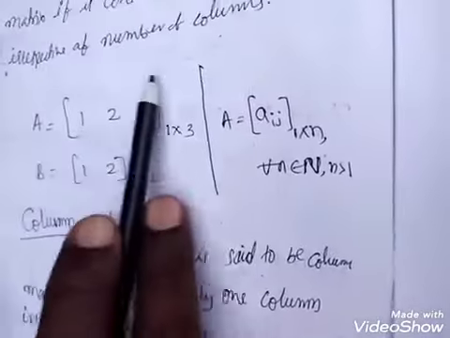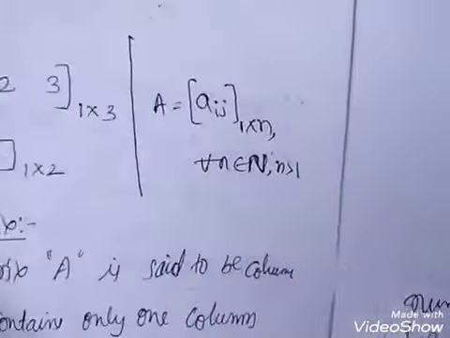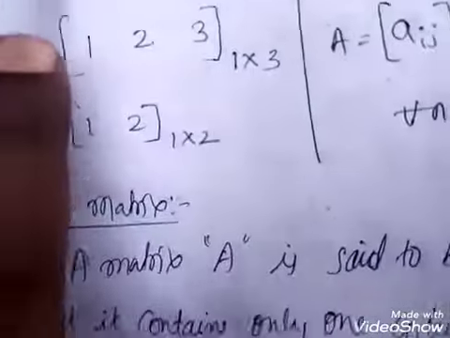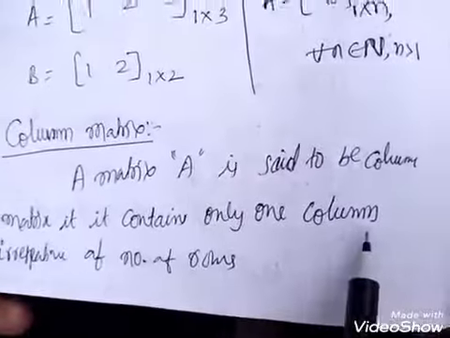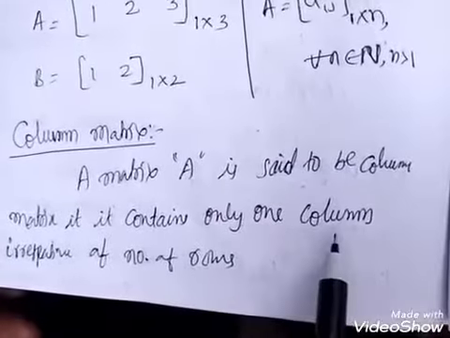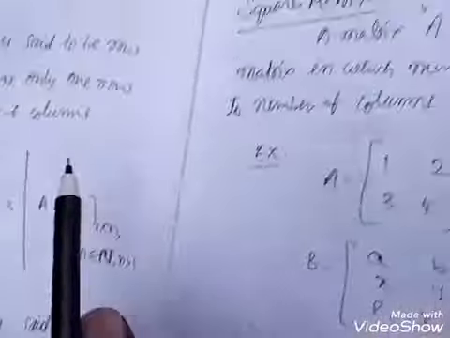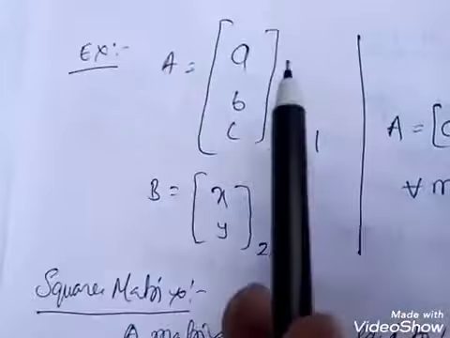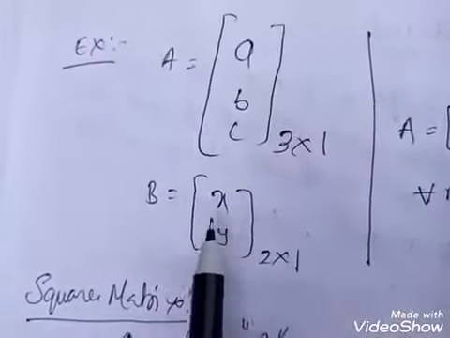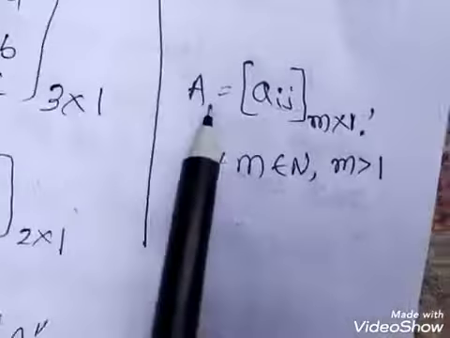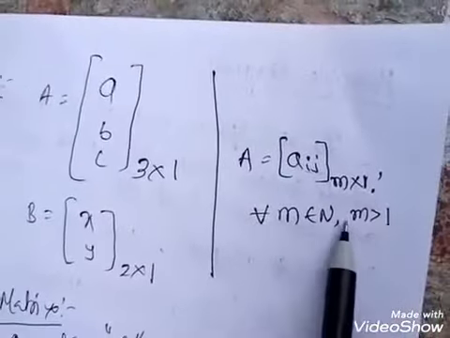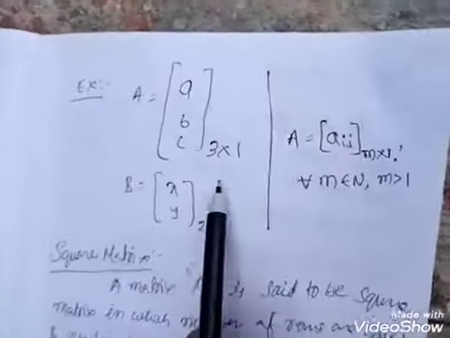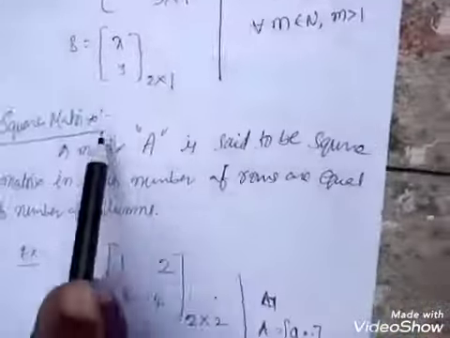It is called a row matrix. Now, what is a column matrix? The definition is the same. It is said to be a column matrix if it contains only one column irrespective of the number of rows. Observe there, only one column is there; here 3 rows are there, here one column only, 2 rows. That means a_ij is m by 1, and m belongs to N and m greater than 1, is called a column matrix.